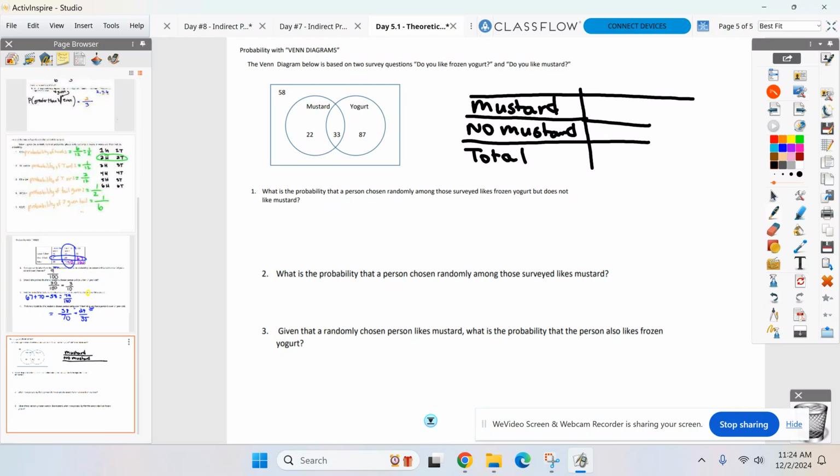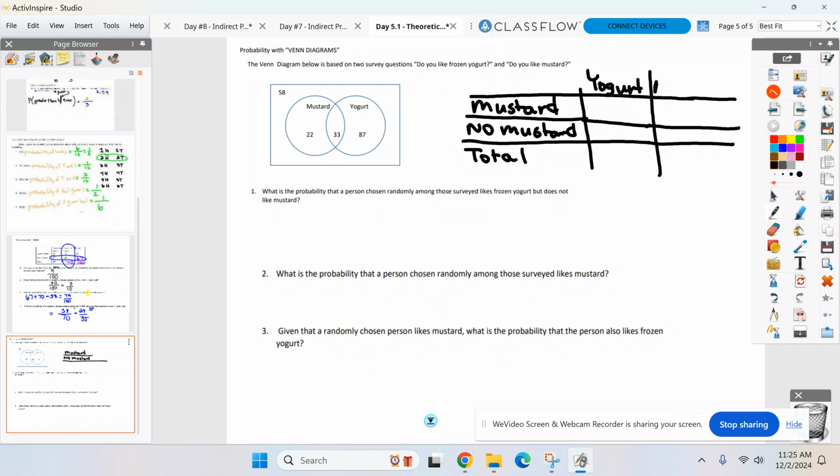What's going to go on top? Yogurt. No, we're not ready for total yet. Yogurt and no yogurt. So we got yogurt. You like yogurt or you don't. Those are my only options. Why is yogurt one higher than mustard? Because I'm going to fill that in with a number for the people who like both.